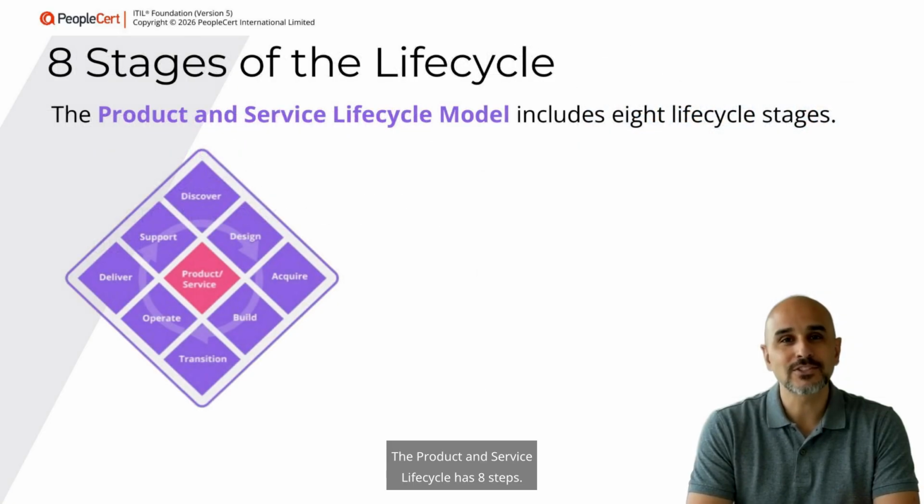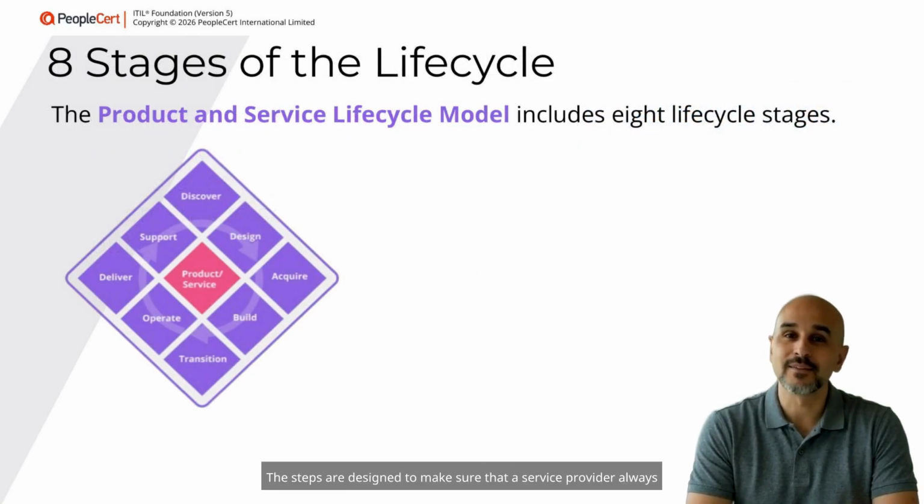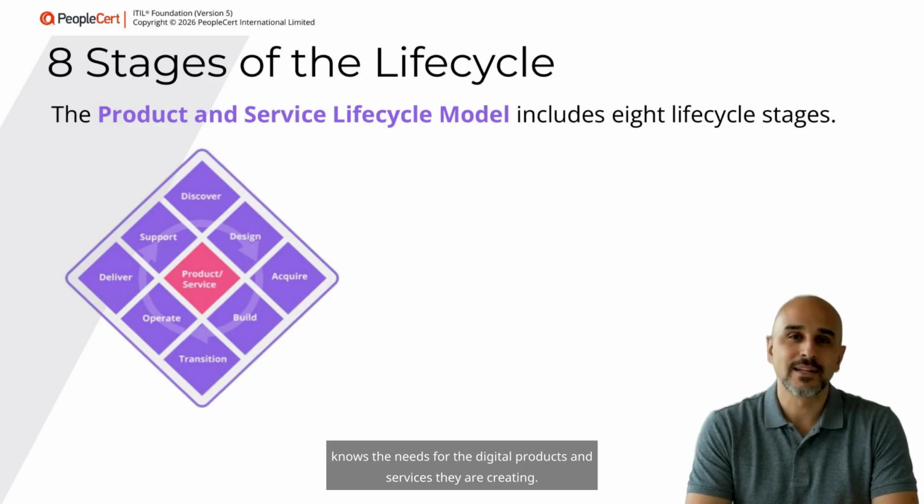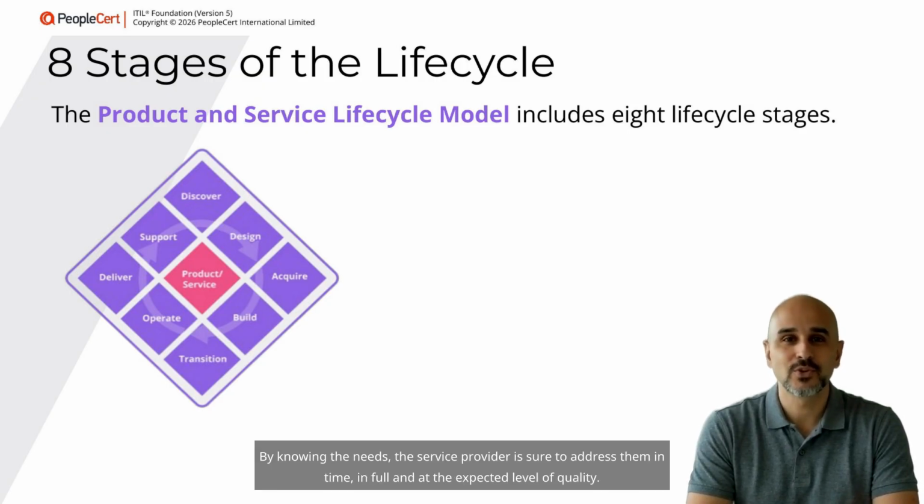The product and service lifecycle has 8 steps. The steps are designed to make sure that a service provider always knows the needs for the digital products and services they are creating. By knowing the needs, the service provider is sure to address them in time, in full, and at the expected level of quality.